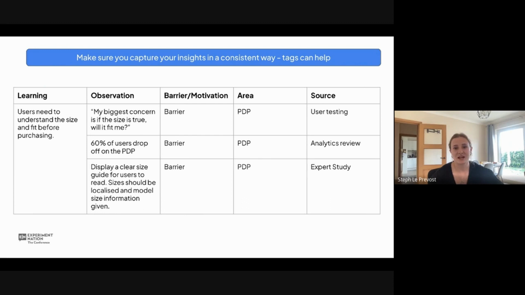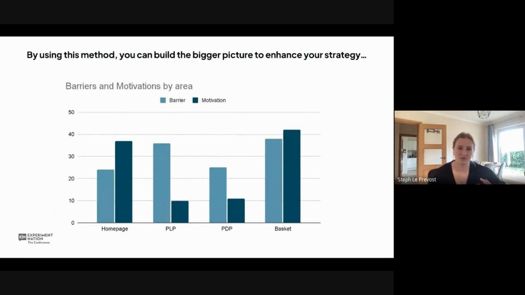And then using these tags, barrier, motivation, area, and source, or even others if you can think of them. These are just the ones that I like quite a bit. I can then start to conduct meta-analysis across all of my observations and insights and see where my barriers and motivations lie, perhaps where most of my issues are during the area. And you can see from this graph, we've got homepage, PLP, PDP, and basket, and you've got barriers and motivations there. Instantly, I can see the PLP is a pretty big problem. There's loads of barriers and very little motivation.